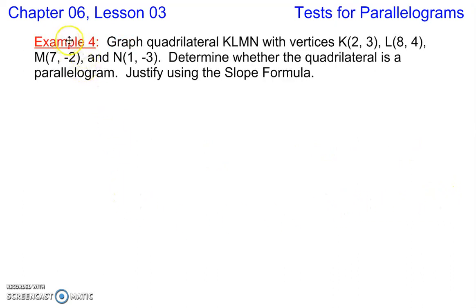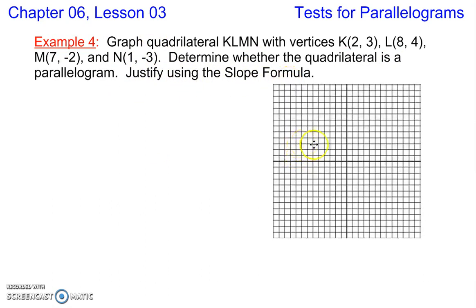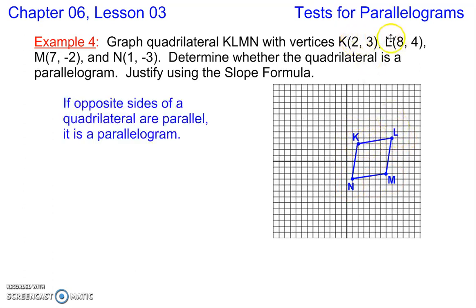Okay, we want to graph this quadrilateral here with these vertices and determine whether it is a parallelogram. Now we're supposed to justify using the slope formula. All right, graphing that on the grid, we've got this quadrilateral. Using the slope formula from K to L, I'll find the slope from K to L. If opposite sides are parallel, we know it's a parallelogram.